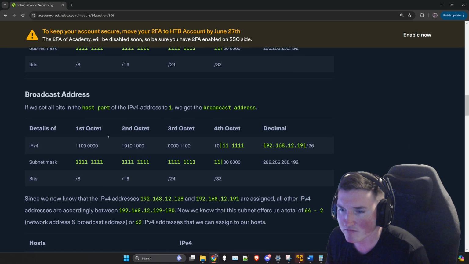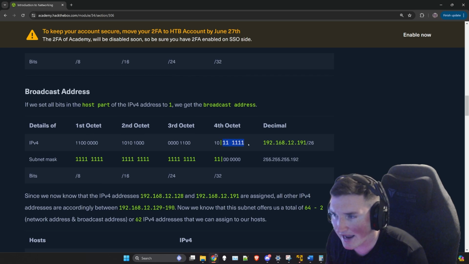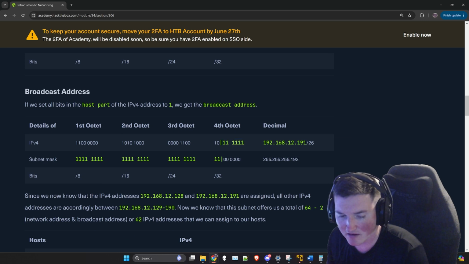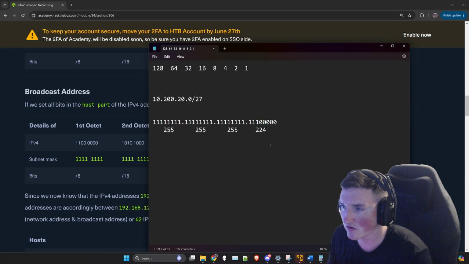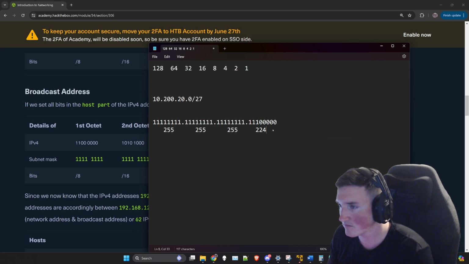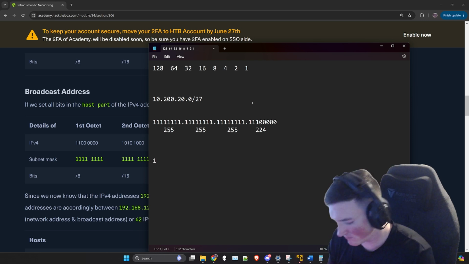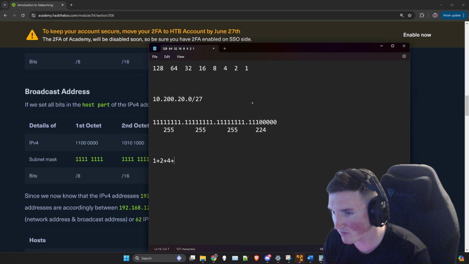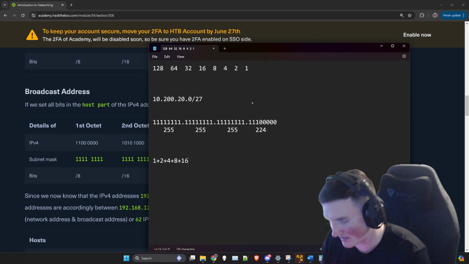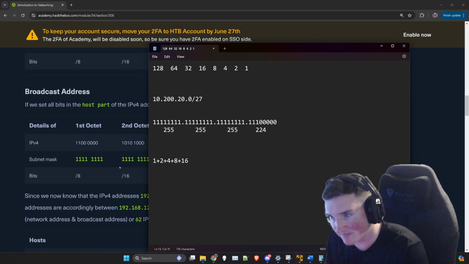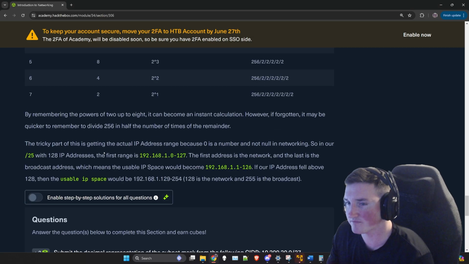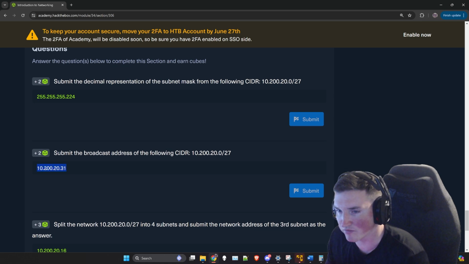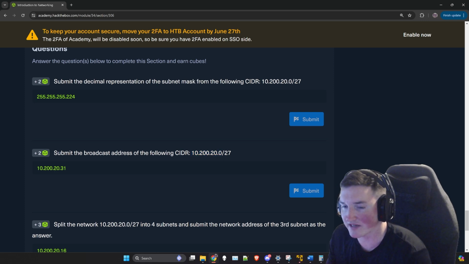We'll go up to it. Broadcast address. They're saying add 1s to all of the octets. So take all these and add 1s, right? So we've got 5 1s. So we have 1 plus 2 plus 4 plus 8 plus 16. Well, guess what? That equals 31. So you add that up, it equals 31. Guess what? There's your broadcast address, because you go 10, 220, 31. That is your broadcast address.